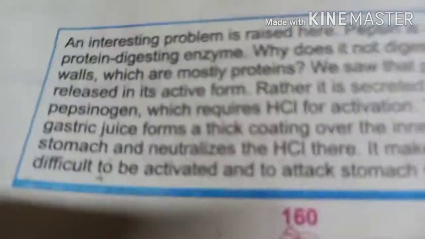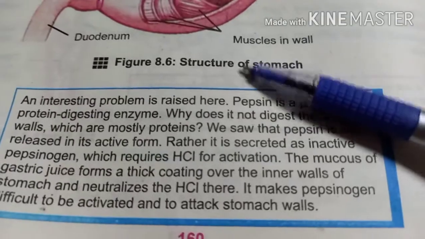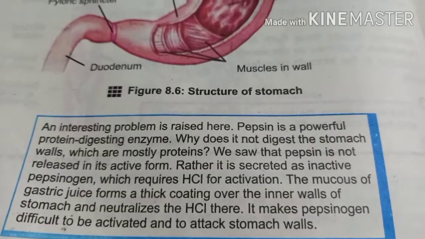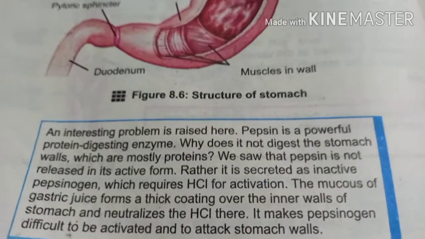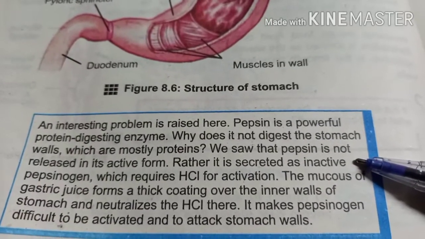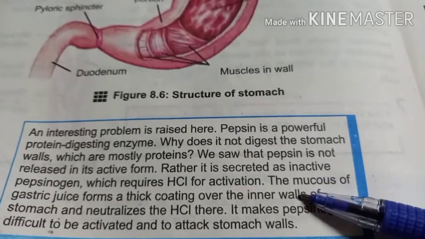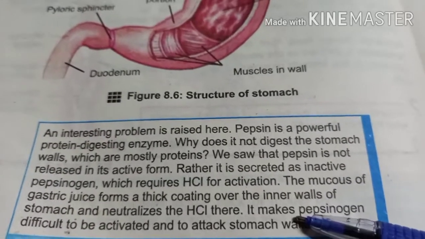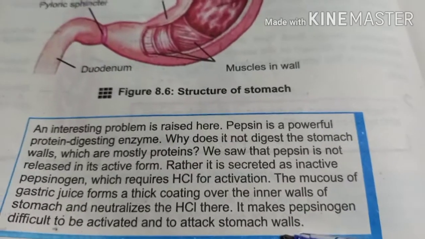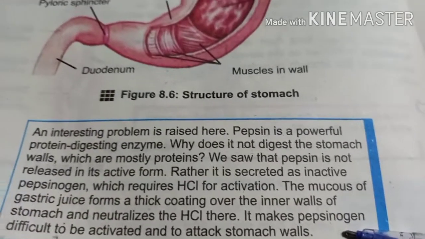Come down, we have an important major fact here. I guess it's clear to everyone. An interesting problem is raised here. Pepsin is a powerful protein-digesting enzyme. Why does it not digest the stomach walls, which are mostly proteins? We saw that pepsin is not released in its active form. Rather, it is secreted as inactive pepsinogen, which requires HCl for activation. The mucus of the gastric juice forms a thick coating over the inner wall of the stomach and neutralizes the HCl there. It makes pepsinogen difficult to activate and attack the stomach walls.